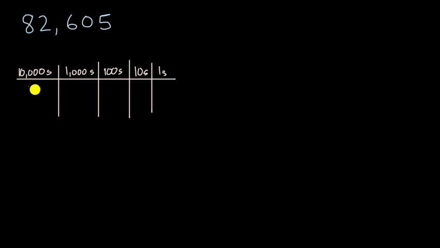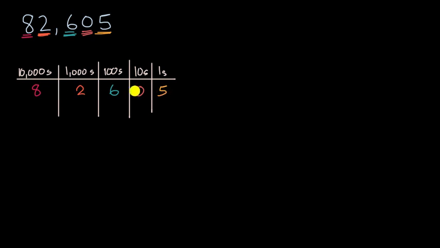And so how many 10,000s do we have? Actually, let's start at the ones place. How many ones do we have? We see it right there. We have 5 ones. How many tens do we have? We see it right there. Actually, we have 0 tens. How many hundreds do we have? We see it right there. 6 hundreds. How many thousands? We'll go to the thousands place, and we see we have 2 thousands. And then how many 10,000s do we have? Well, we see right there. We have 8 10,000s.